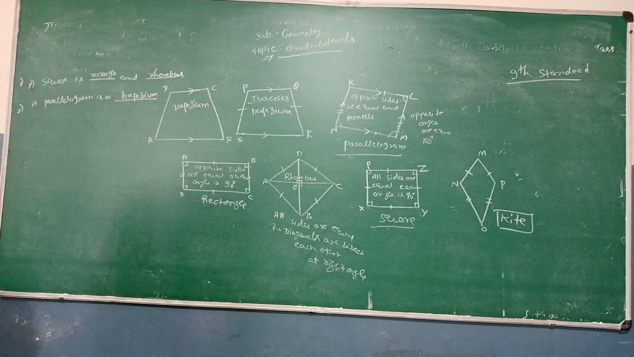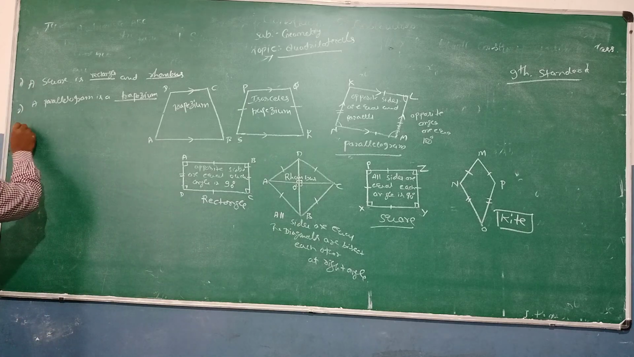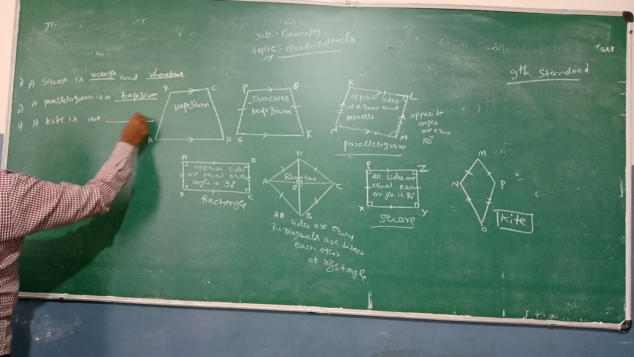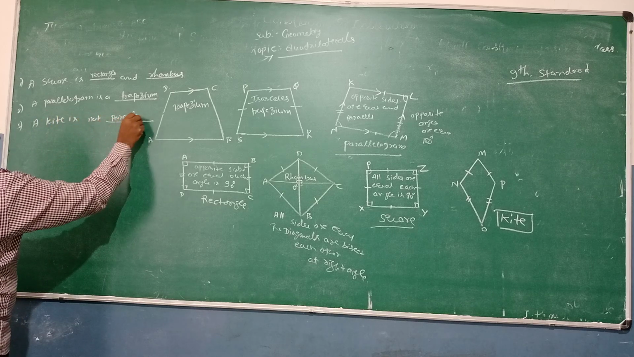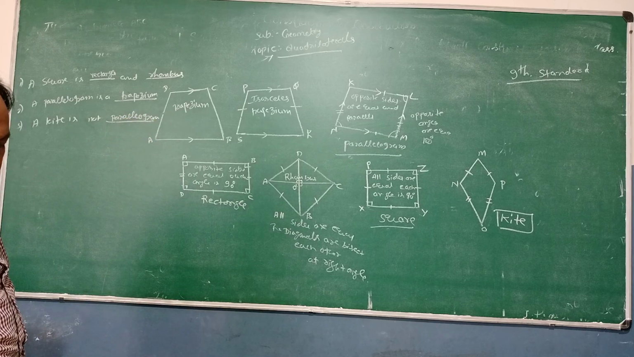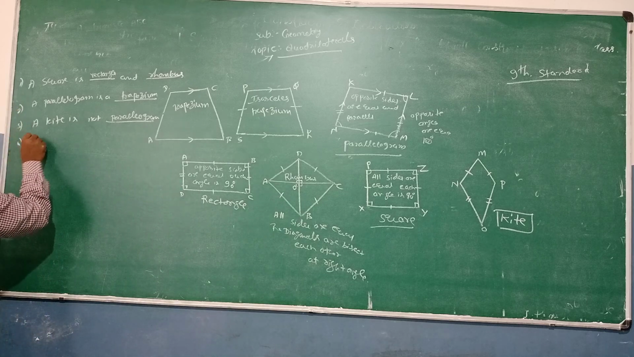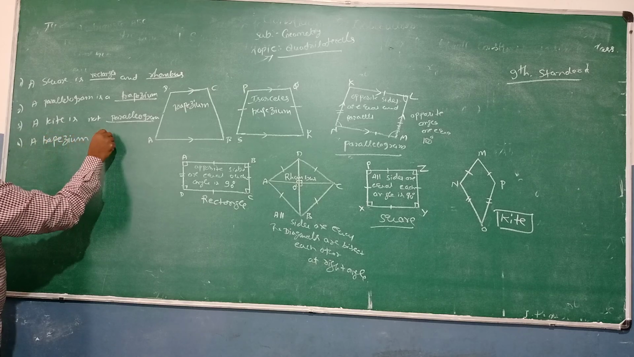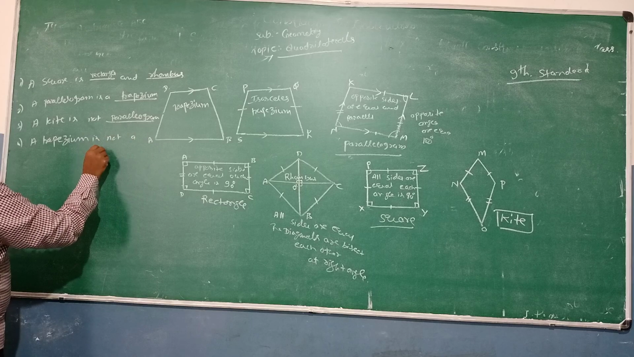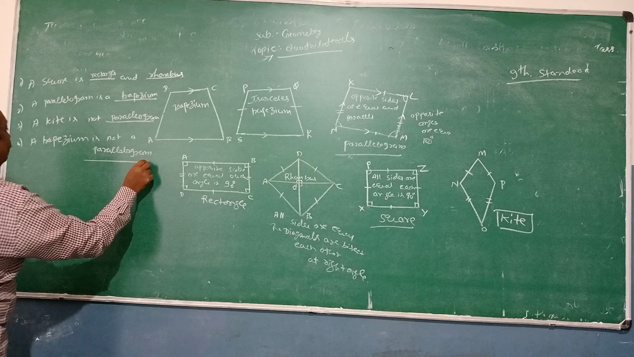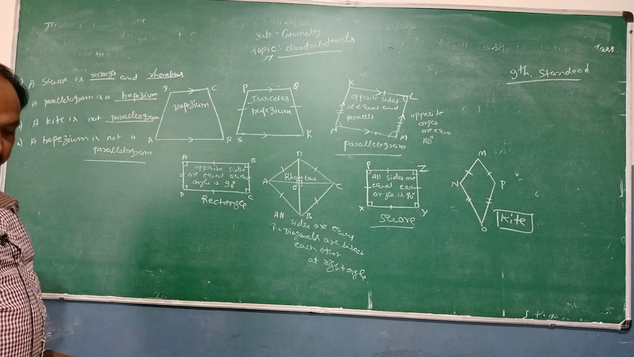A kite is not a dash. A kite is not a parallelogram. Next, a trapezium is not a parallelogram.